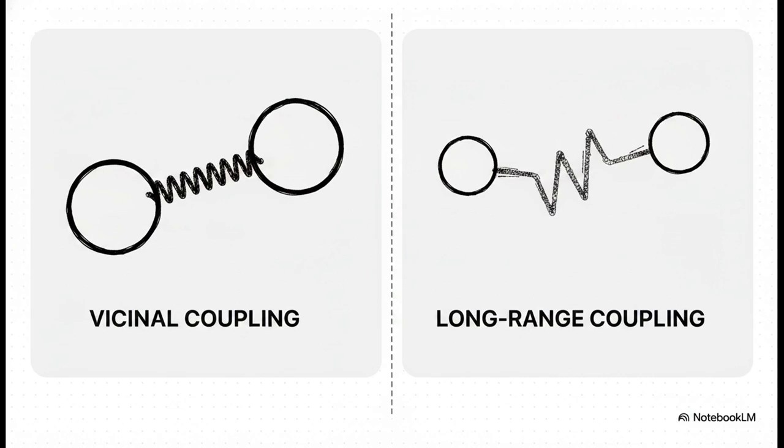But on the flip side, we have long-range coupling, denoted as 4J through nJ. Now, these interactions are much smaller, usually hovering between 0 and 3 Hertz. And here's the catch. They don't happen automatically just because the atoms happen to be in the same molecule. Instead, they require very special structural bridges, like pi-electron systems or incredibly rigid spatial arrangements like a W shape.